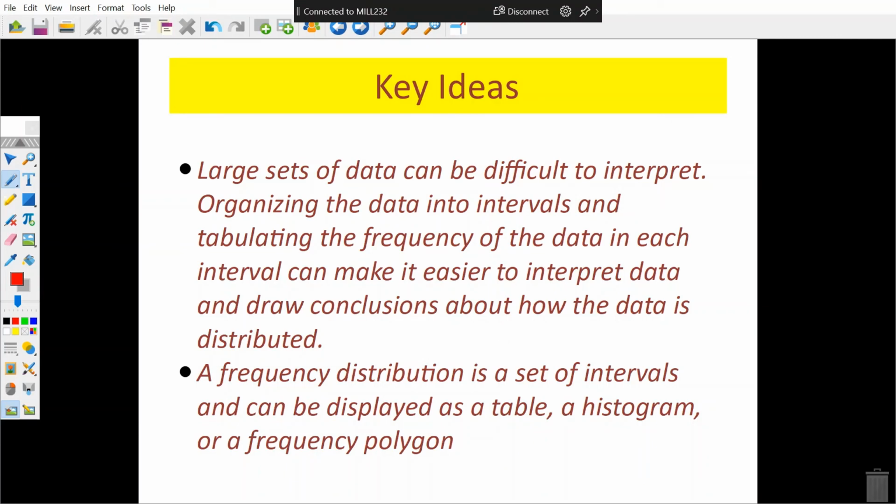So once again, large sets of data can be difficult to interpret. Things such as frequency distributions as tables, histograms, or frequency polygons can be helpful ways to interpret your data. Okay?